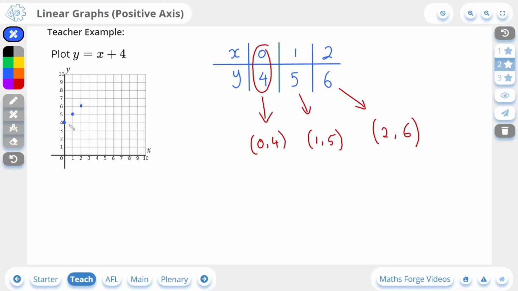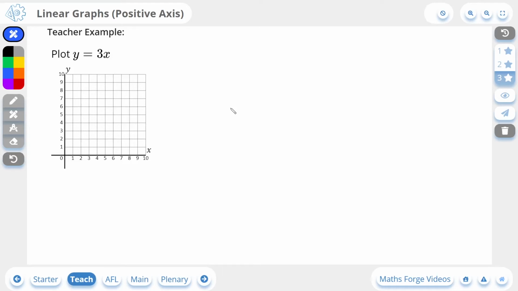So if we connect these coordinates now and make a straight line, make sure your line is touching the end of the graph, we should get the following. And if we check our answer, there it is. This is the line of the equation y equals x plus 4. Now let's do a 3-star example.